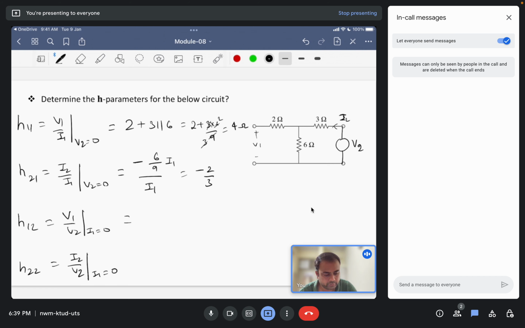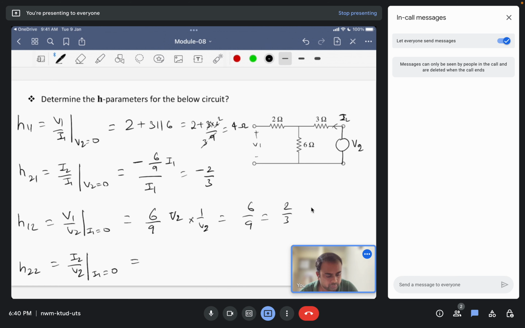The voltage V1 will be the same as the voltage across the 6 ohm resistor. So using the voltage division rule, 6 by 9 times V2, divided by V2, that is 6 by 9, which is again 2 by 3. This is again dimensionless. And the fourth one, I2 by V2.